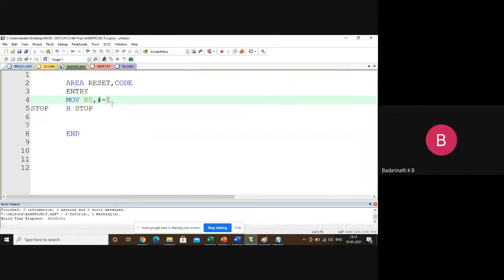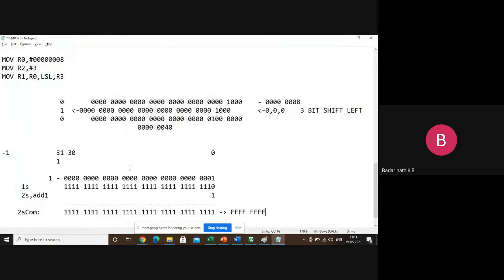I'm now starting to use negative numbers in my programs. So whenever I say -1, you are representing -1 in what format? In R0, you're storing -1 in R0. What is the way it stores? Whatever way I have shown. Except for the last bit, I'll leave the last bit. Actually, there is no meaning in taking the last bit, because you're representing the magnitude in 32 bits. It's not required.